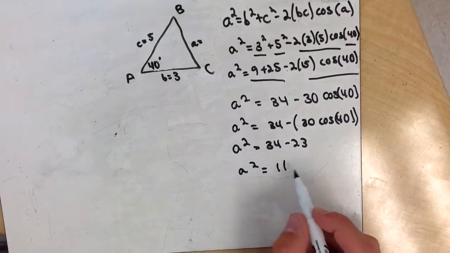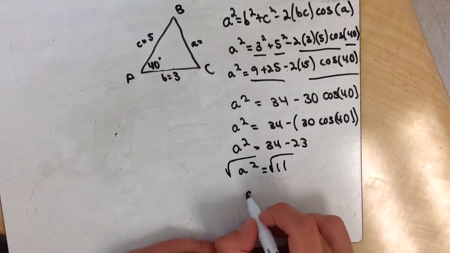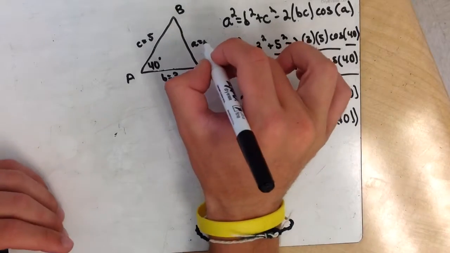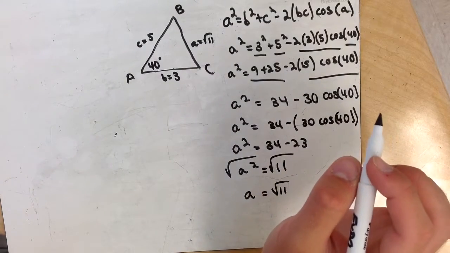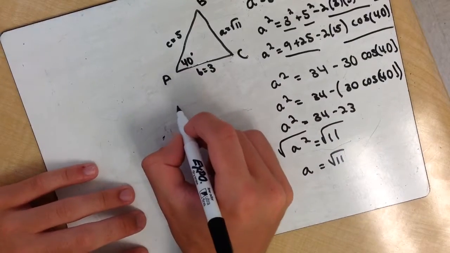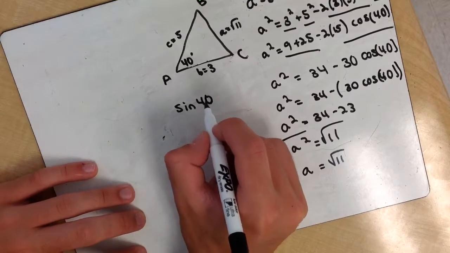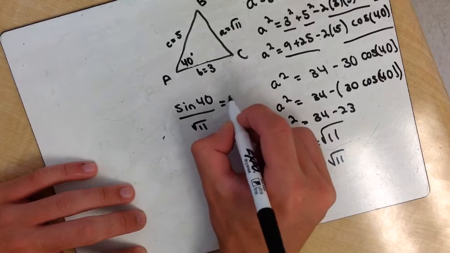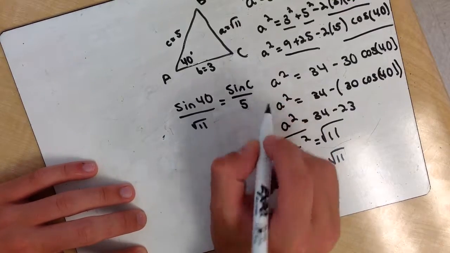As you can see here, there's no square root of 11, so we take the square root of both sides of the equation, and we get A equals the square root of 11. So we put square root of 11 here, and now we can use the law of sines to figure out the other angles. So we do sine 40 over root 11 equals sine C over 5.